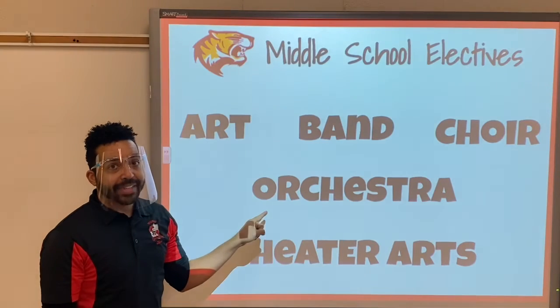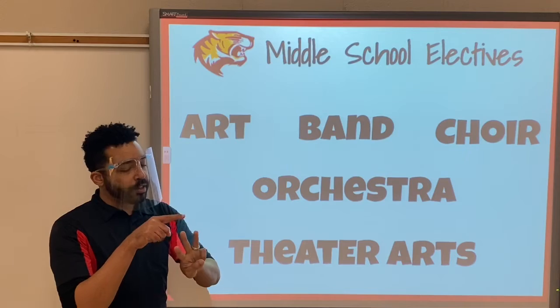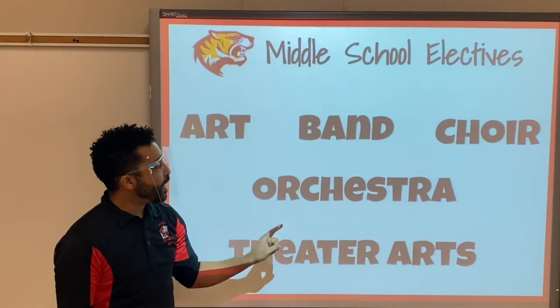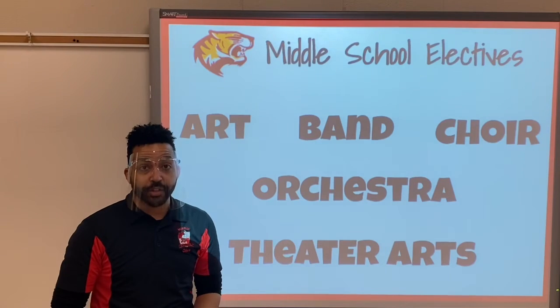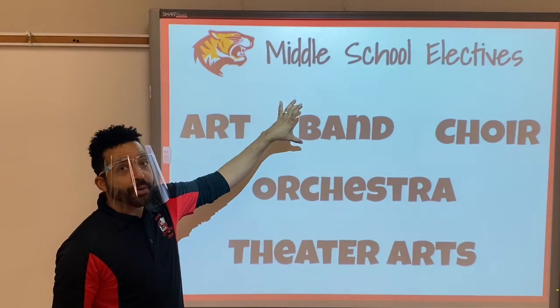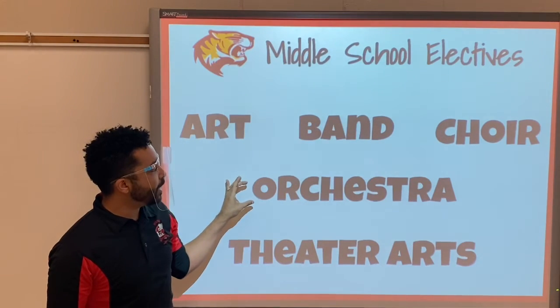Orchestra also has a whole bunch of different instruments, just like band. That's the violin, the viola, the cello, and the bass. If you choose orchestra, you're going to have a chance to choose which instrument you want to play. You have a lot more choice than you do with band. Band, remember, your body's going to help determine what instrument you play. Orchestra, you get a little bit more say.